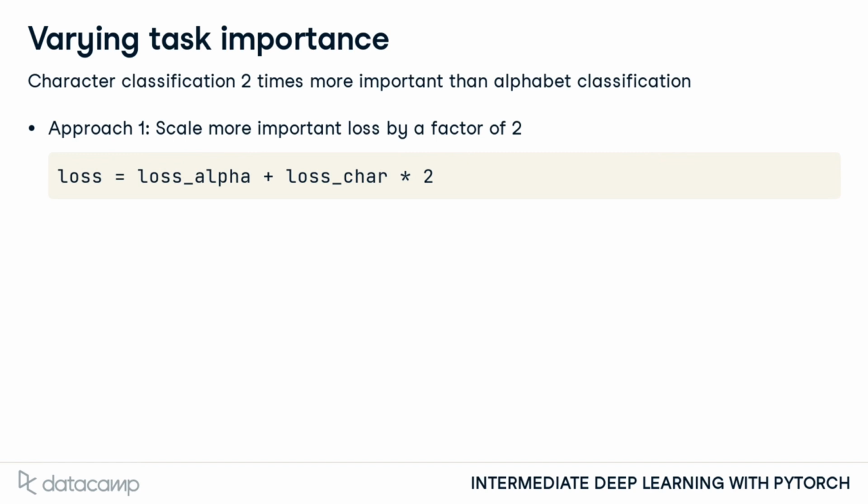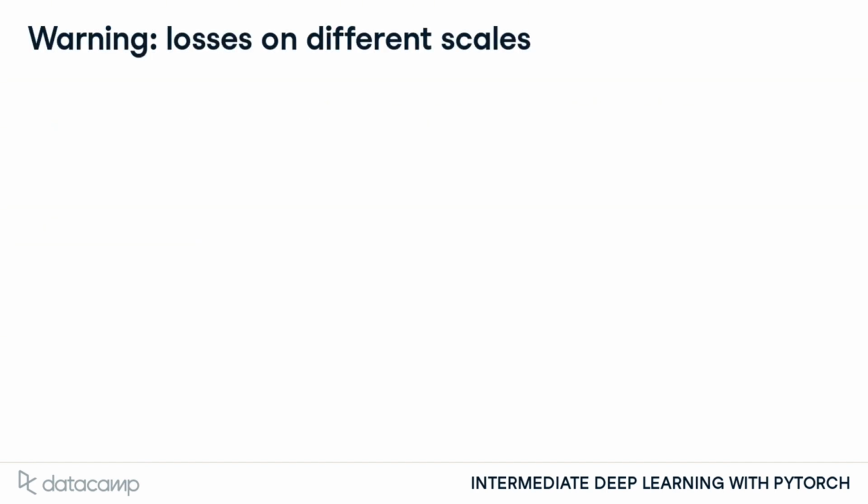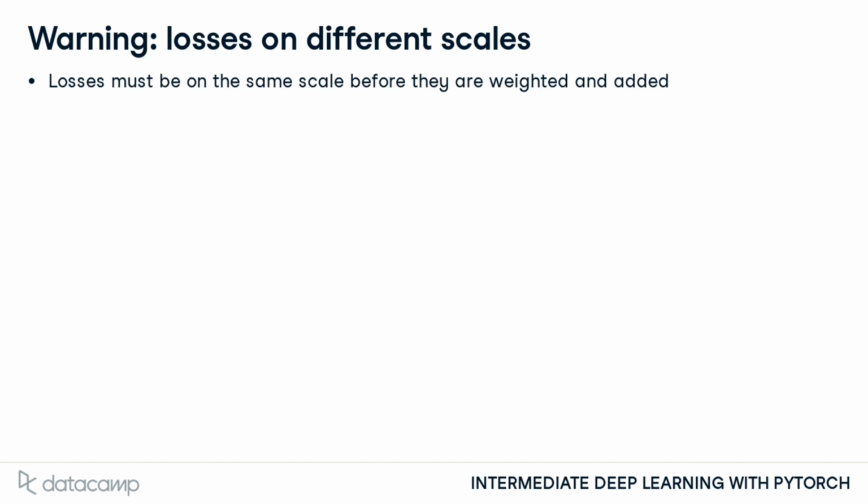Another approach is to assign weights to both losses that sum up to 1. This is equivalent from the optimization perspective, but arguably easier to read for humans, especially with more than 2 loss components. There's just one caveat. When assigning loss weights, we must be aware of the magnitudes of the loss values. If the losses are not on the same scale, one loss could dominate the other, causing the model to effectively ignore the smaller loss.